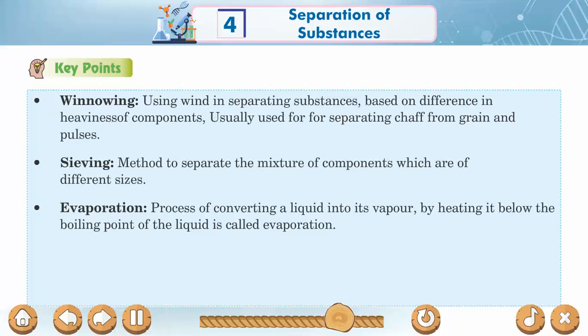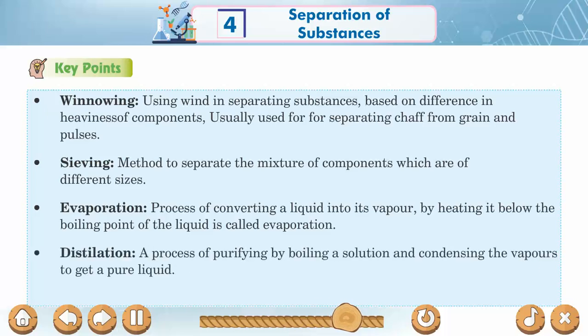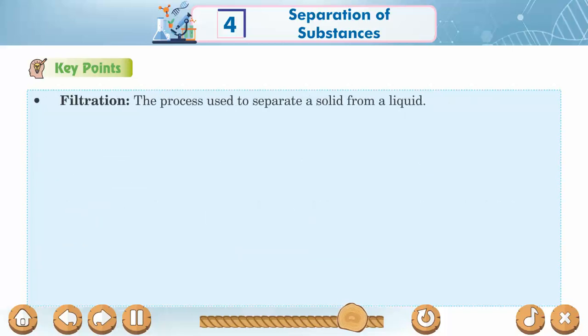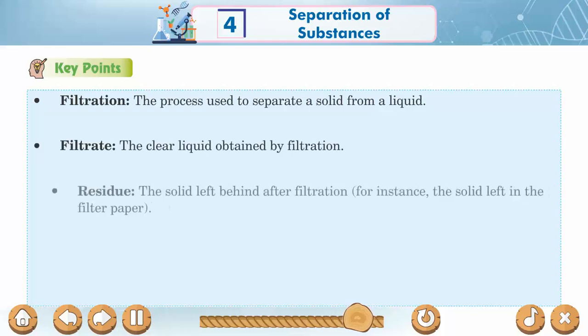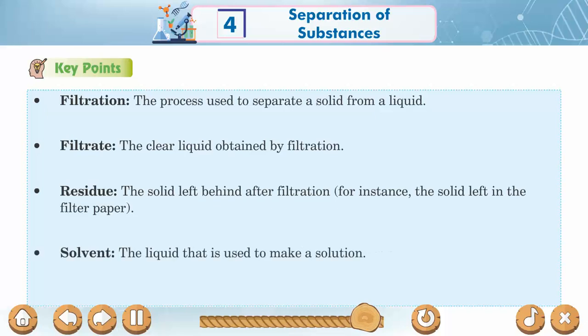Evaporation. The process of converting a liquid into its vapor by heating it below the boiling point of the liquid is called evaporation. Distillation. A process of purifying by boiling a solution and condensing the vapors to get a pure liquid. Filtration. The process used to separate a solid from a liquid. Filtrate. The clear liquid obtained by filtration. Residue. The solid left behind after filtration, for instance, the solid left in the filter paper.